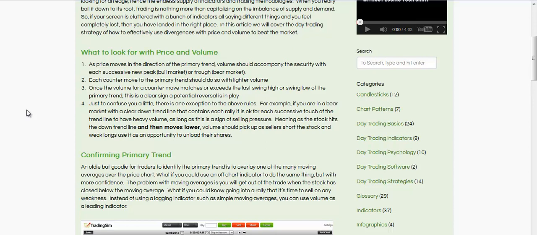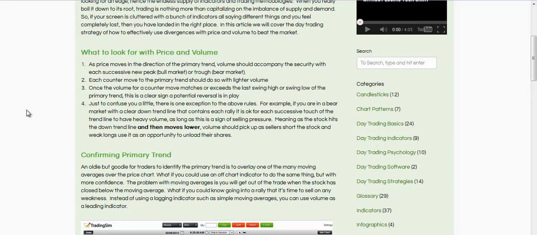Second point, each counter move to the primary trend should come with lighter volume, meaning if the stock is going higher and then it starts to pull back, the volume drops off because there are fewer sellers, because people really just want to buy the stock. So you're really just waiting for the next opportunity for the stock to move up as sellers get tired and buyers move back into the market.